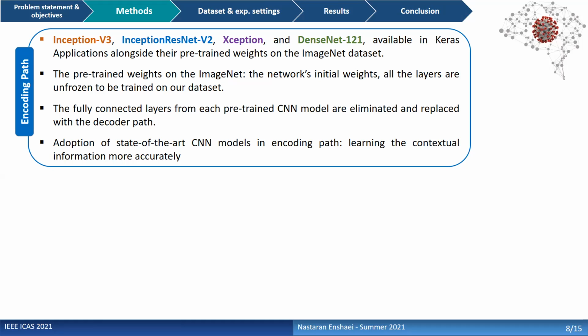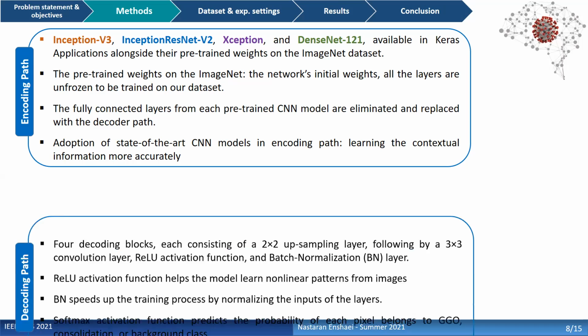We trimmed off the fully connected layers from each pre-trained CNN model and replaced them with the decoder paths to construct our segmentation network. Indeed, adoption of state-of-the-art CNN models in encoding paths helps the segmentation network learn the contextual information of CT images more accurately.